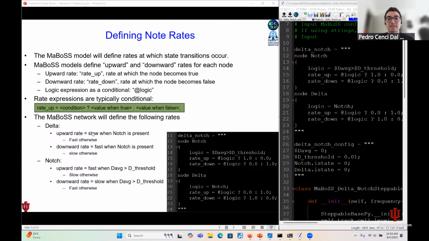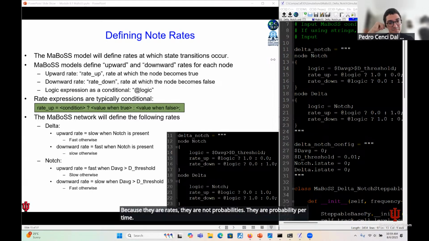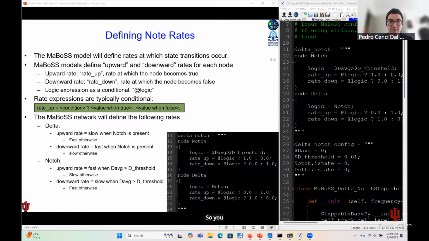Yes, the rates can be anything between 0 and 1. And in fact, the rates can be anything between 0 and infinity because they are rates. They are not probabilities. They are probability per time. So you can set values above 1. Good question.